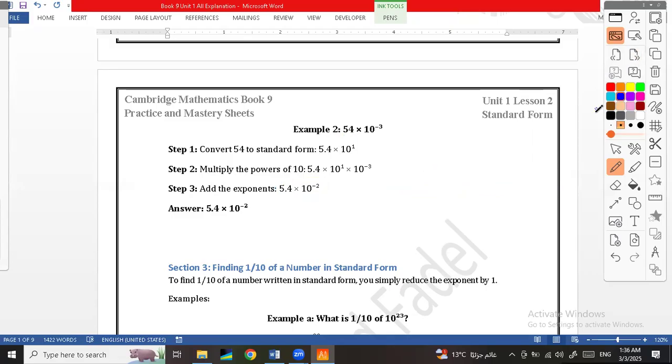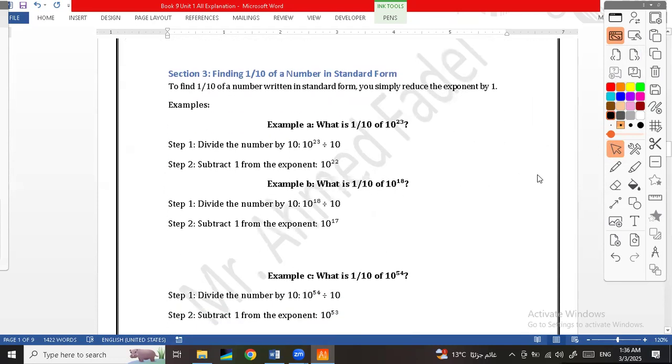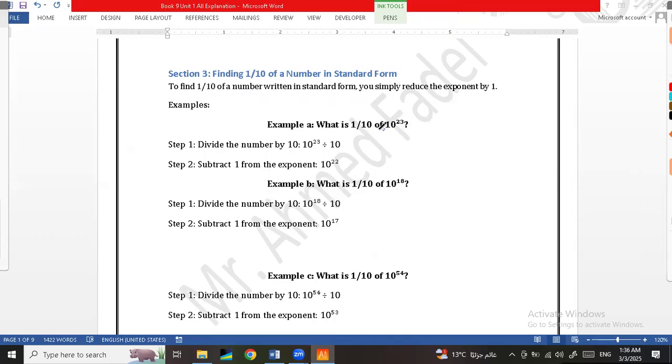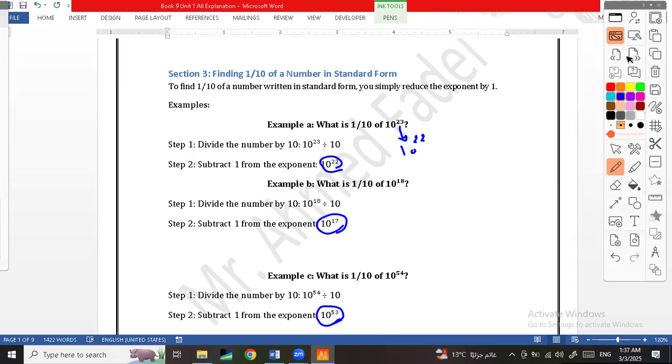All right. The next section over here is finding 1/10 of a number in standard form. This is a very easy section. And if this question comes to you, it is a very easy one. So what is 1/10 of 10 to the power of 23? I'm going to just need to go down only one index. So I need to take the index only one step down, which is going to be 10 to the power of 22. That's it. 1/10 of 10 to the power of 18 is 10 to the power of 17. 1/10 of 10 to the power of 54 is 10 to the power of 53. That's how it works. It's that simple.